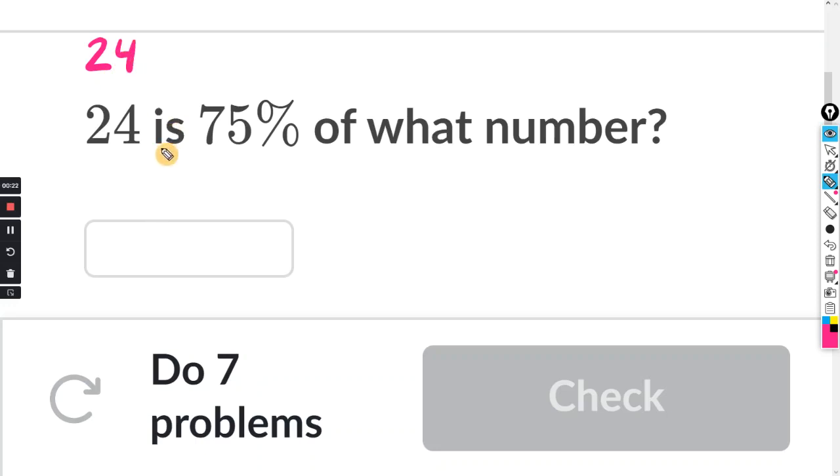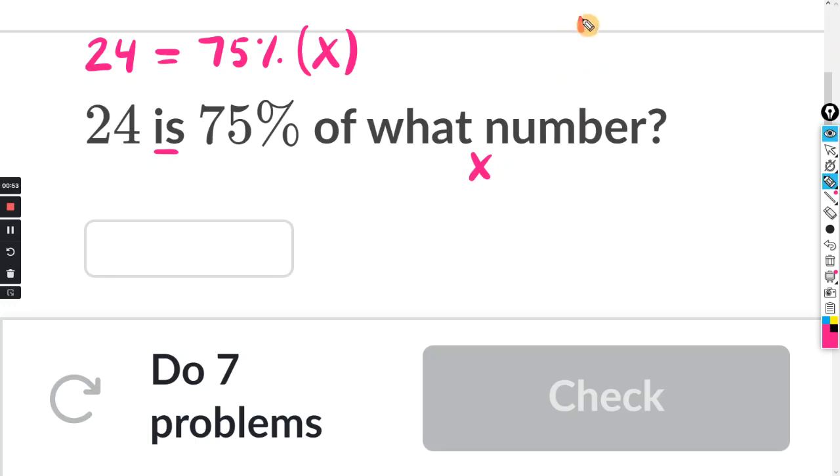And if you see the word is, typically you can substitute an equal sign. 24 is, or equals, 75%. And when you see the word of, that usually means multiply. And what number? We can call that number x. So 24 equals 75% of x.